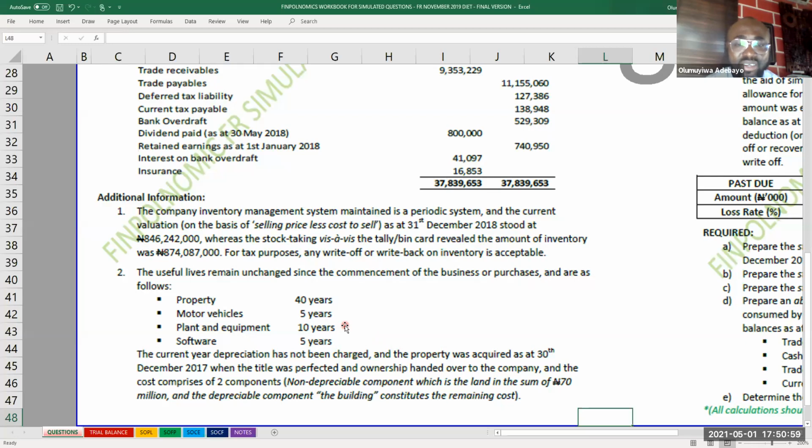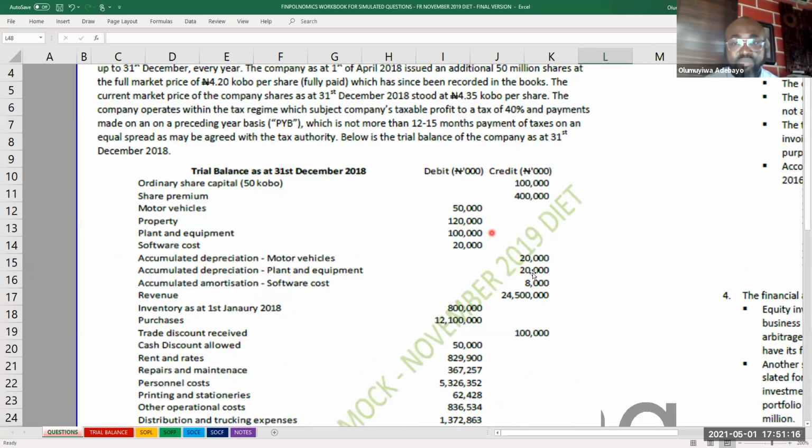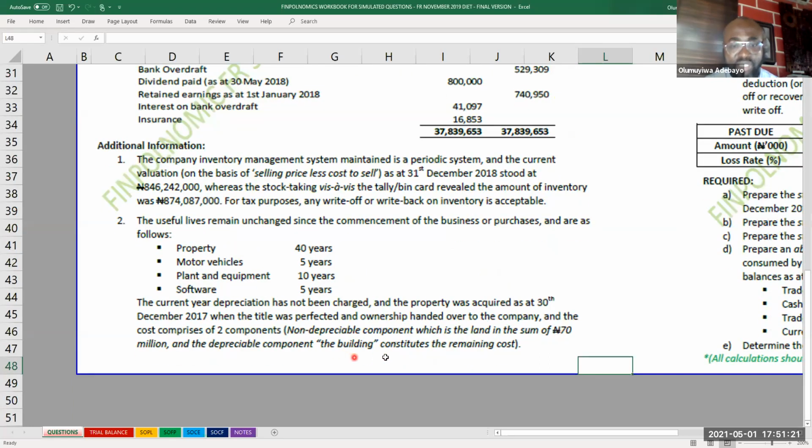That is that. Now, the second one is this. We are told that the property has two components: the non-depreciable component, which is the land, and the depreciable component, which is the building. Out of the 120 million, 70 million is land, automatically 50 million will be building. And when we are to compute the depreciation, we only compute on the building. The building is for 40 years, which means 50 million divided by 40 years will give us our annual depreciation charge.